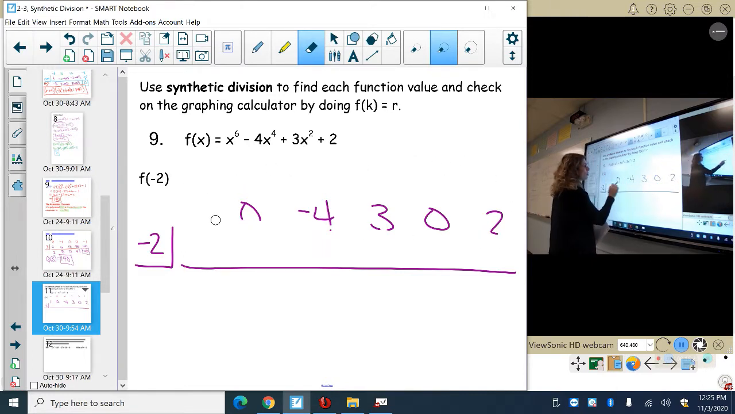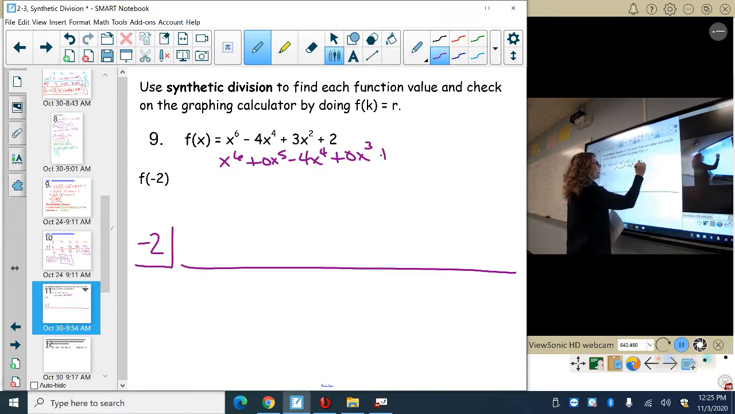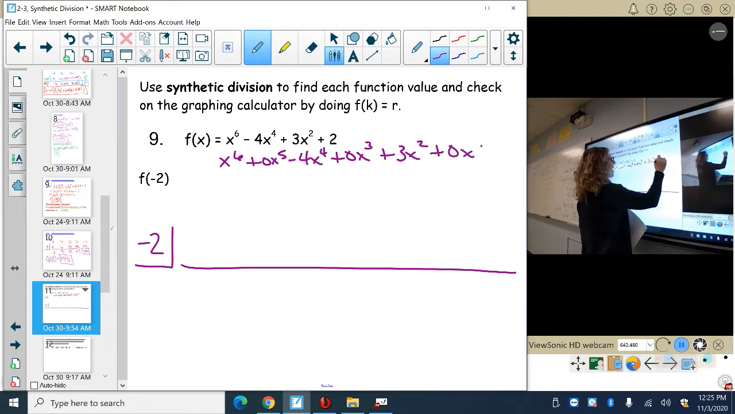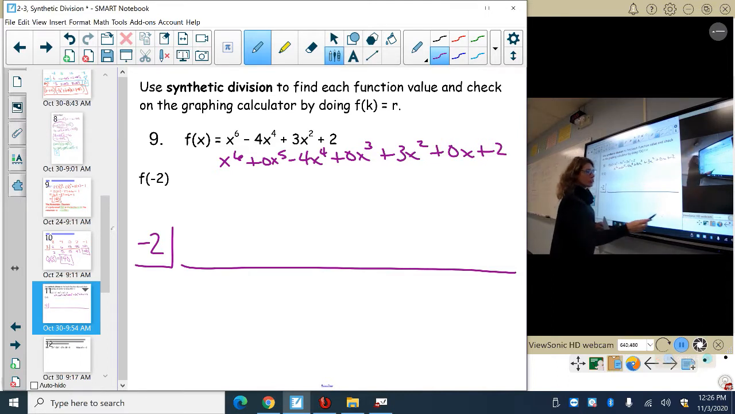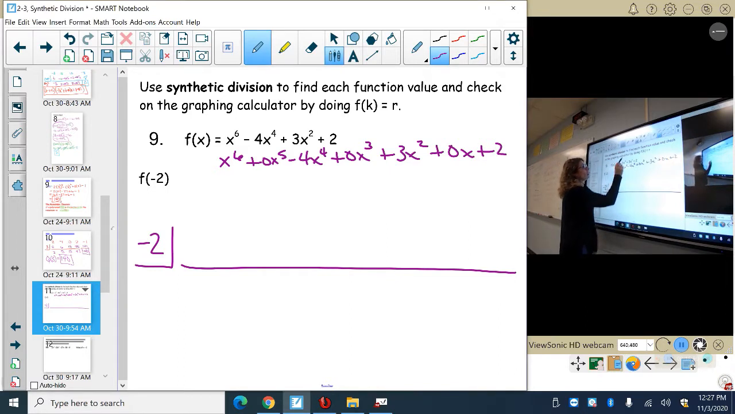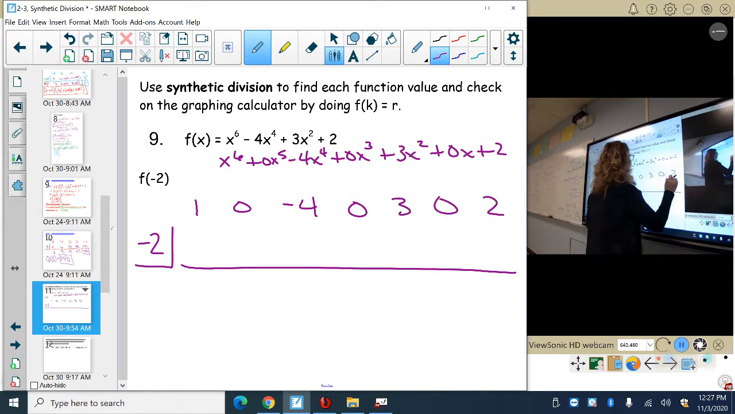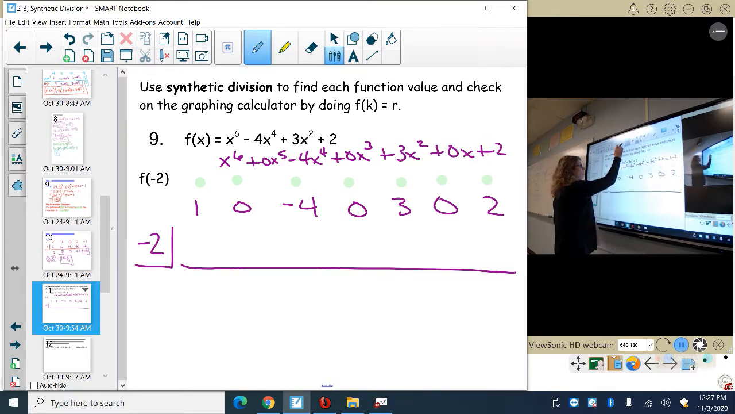So what do I want you guys to do whenever that happens? Go ahead and rewrite this. x to the 6th plus 0 x to the 5th minus 4x to the 4th plus 0x cubed plus 3x squared plus 0x plus 2. So what this means is we're going to have a 1, a 0, a negative 4, a 0, a 3, a 0, and a 2. So now 6, 5, 4, 3, 2, 1, 0. I didn't miss any this time. Super important that you make sure you don't miss any, okay?